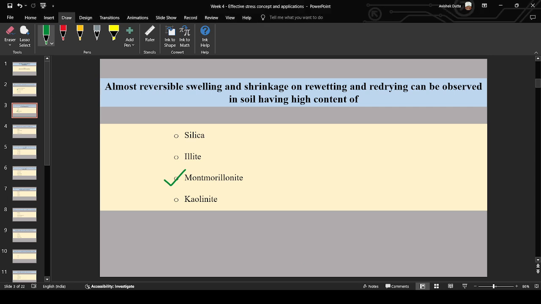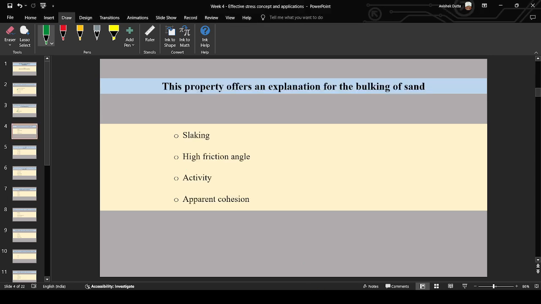Okay. Next question. This property offers an explanation for the bulking of sand. Any answer?